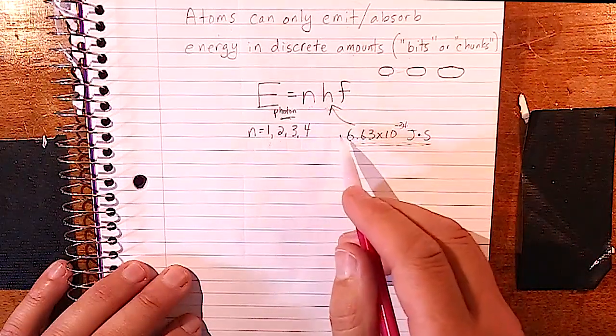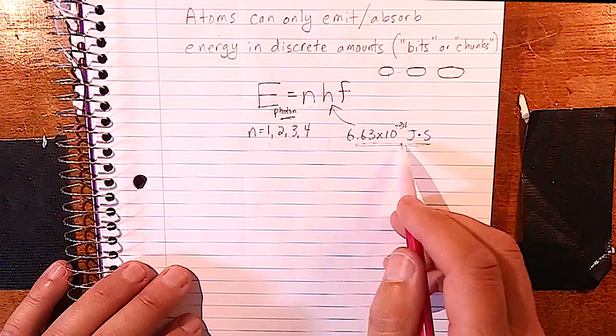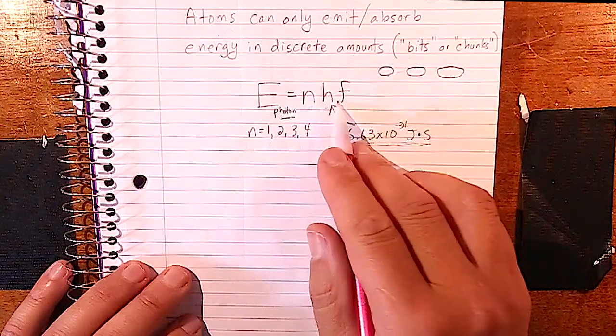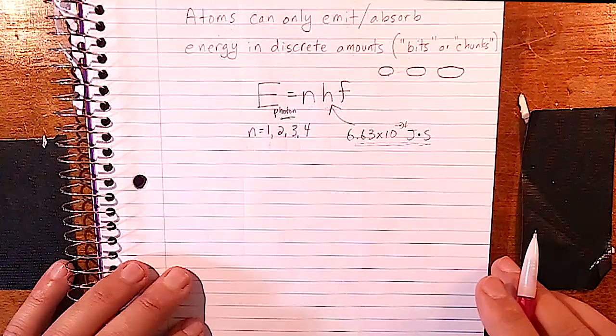So this number he comes up with is called Planck's constant. And we'll come back to this when we practice this formula and put the numbers in. And f is obviously the frequency.